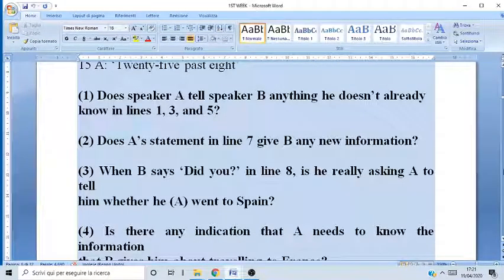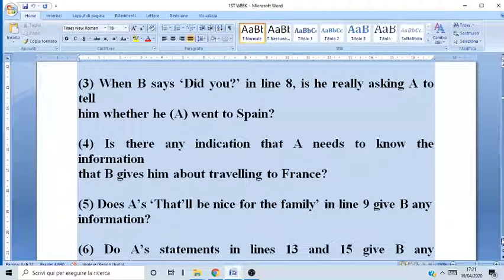Number 3. Did you? Okay, he was talking about having been to Spain, and B says "did you?" No, that is not really asking. Okay, it's just a comment. Is there any indication that A needs to know the information that B gives him about traveling to France? I would say no, there's nothing new. There's no indication that A needs to know that, he's not actually asking for information. Number 5, does A's "that'll be nice for the family" give any information? No, it's actually just a comment.